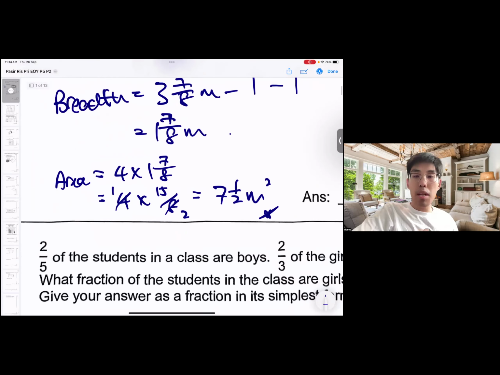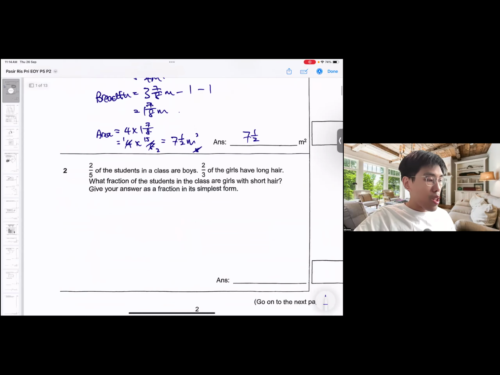Okay, so you see when we simplify fractions like that, everything gets much easier. Okay, let's continue. 2/5 of our students in the class are boys. 2/3 of the girls have long hair. What fraction of our students in class are girls with short hair?